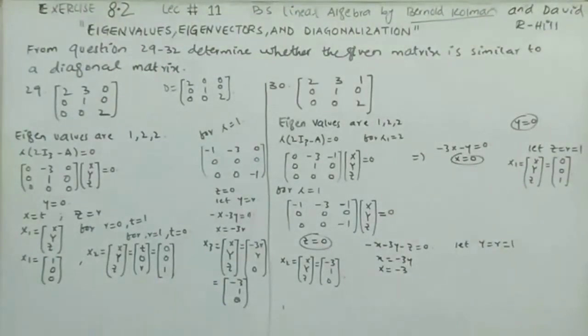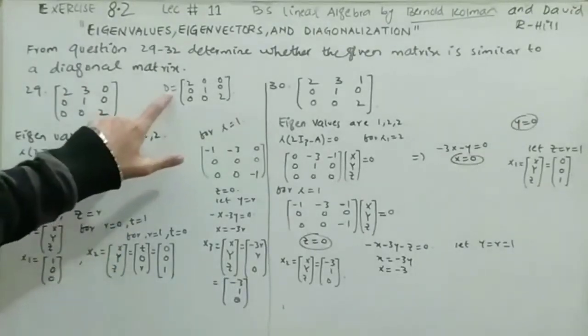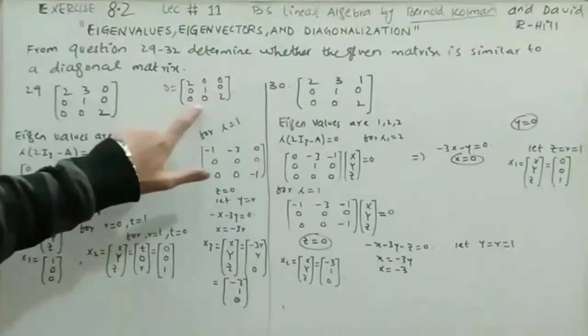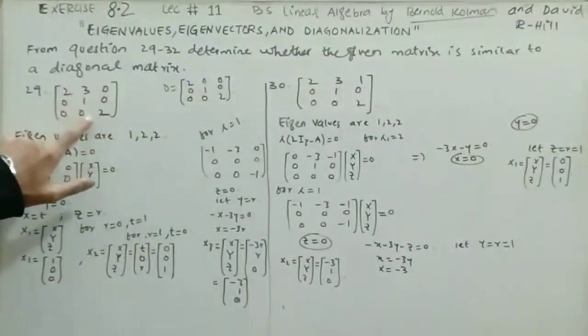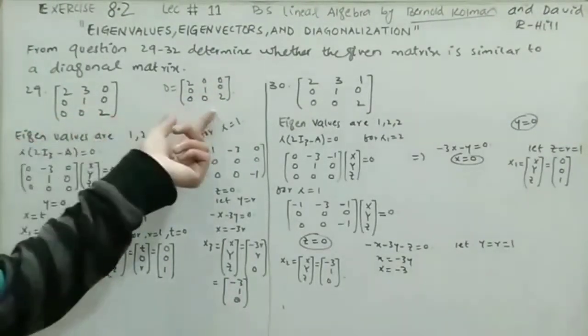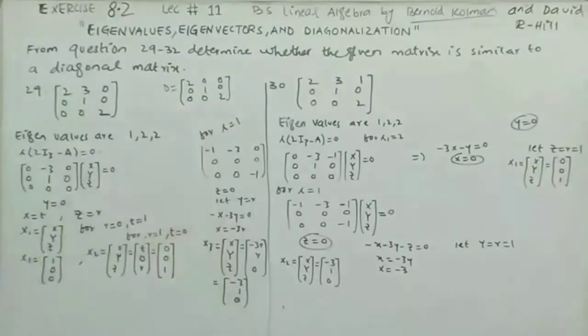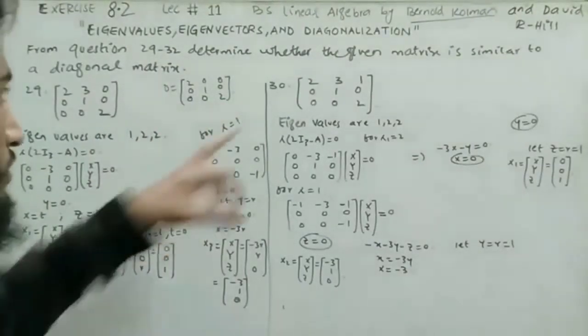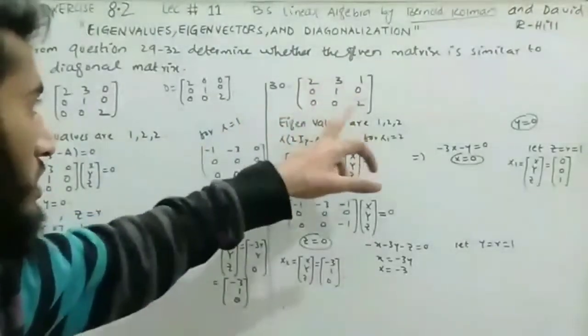So three linearly independent eigenvectors are generated. It means the given matrix is diagonalizable. So the diagonal matrix will be diag(2, 1, 2) with all other entries 0. From over here the determinant of this matrix is 6 and the determinant of this diagonal matrix is also 6. It means that the diagonal matrix is possible.